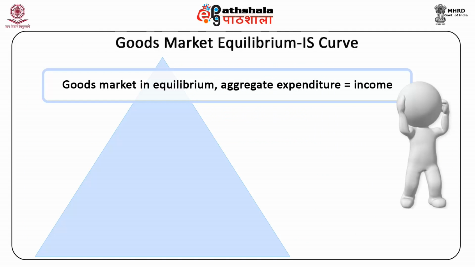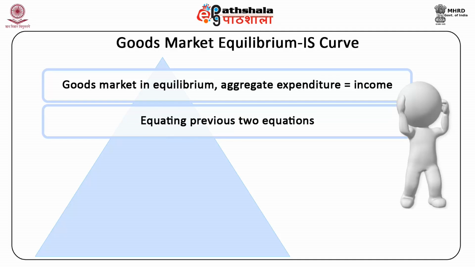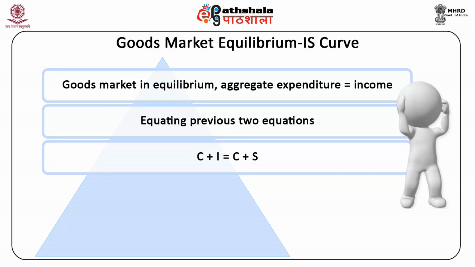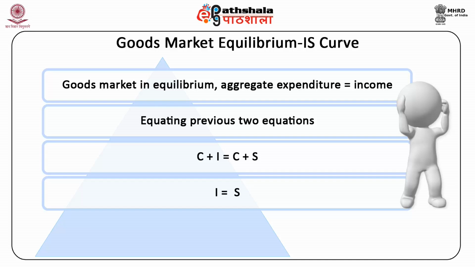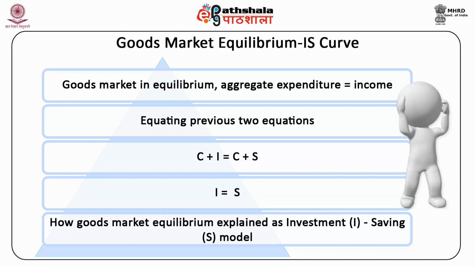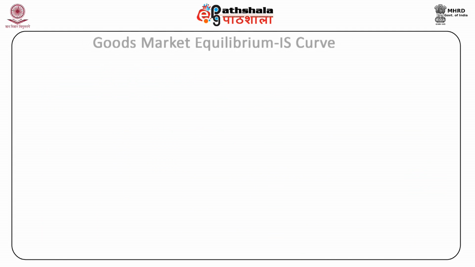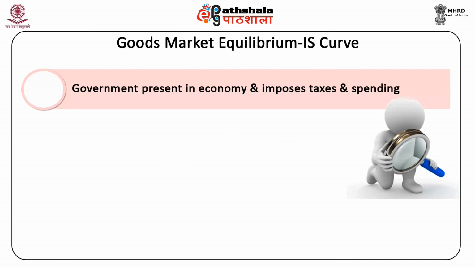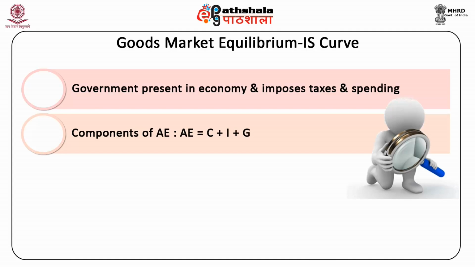When the goods market is in equilibrium, aggregate expenditure is equal to income. So, equating the above two equations, C + I = C + S, so I = S. This is how the goods market equilibrium is explained as the investment (I) - saving (S) model. However, we know that government is also present in the economy and imposes taxes and does spending. The components of AE include AE = C + I + G.